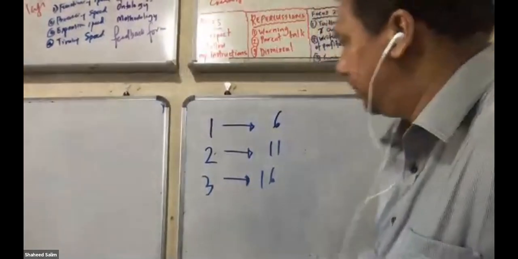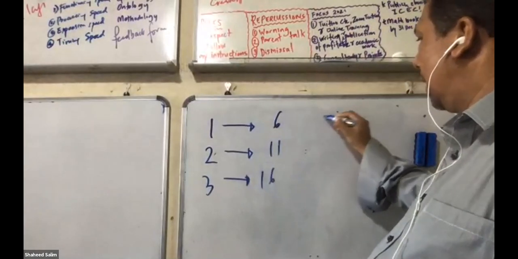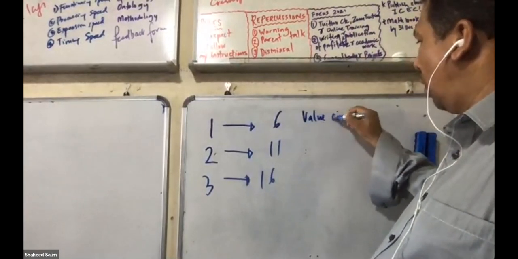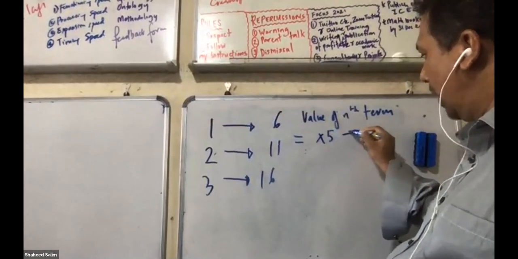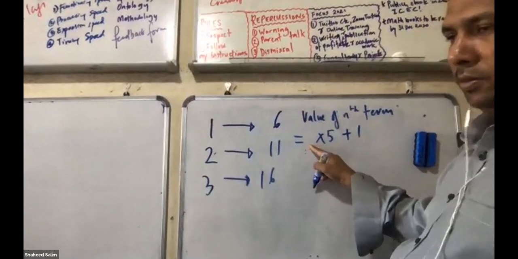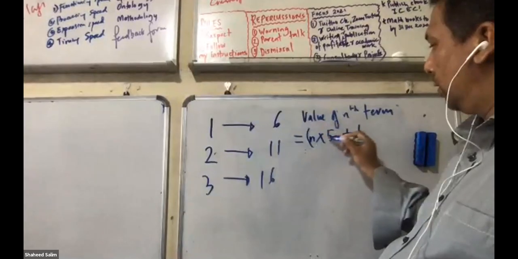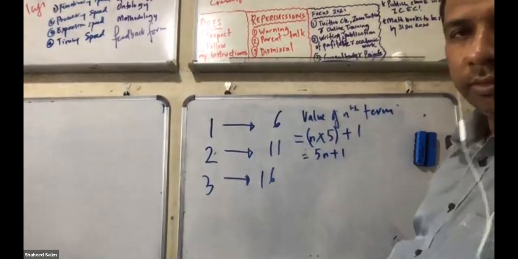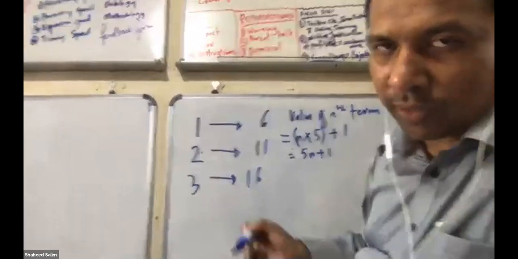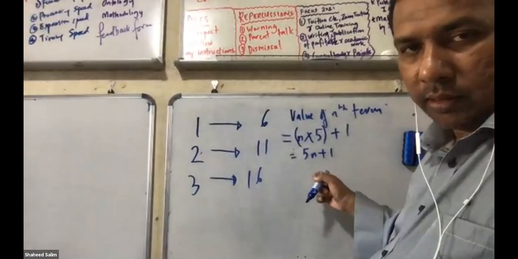So how do you write it? So the value of the nth term is equals to times what? 5 plus 1, right? So what is down here? Is n. So 5n, so it's equals to 5n plus 1. Did your teacher give the answer? No, right? Yeah.